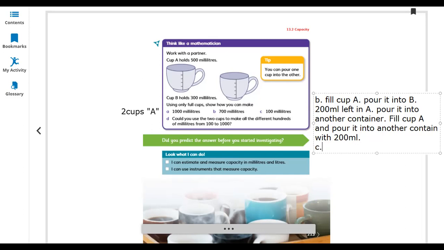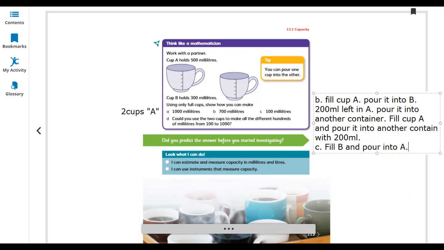Like this, C is just like the question, mental math. So you can do this by yourself also. Question number C, 100 milliliter. Same as what we are doing, this one is easy as compared to B. Fill cup B and pour it into A. In cup B we have 300. Cup A, you can mention, no problem. I'm just writing A or B.